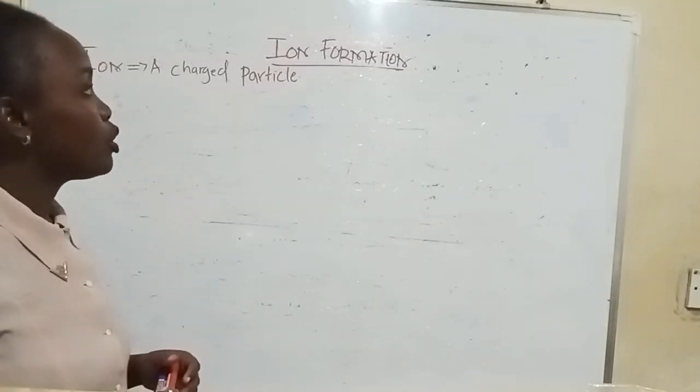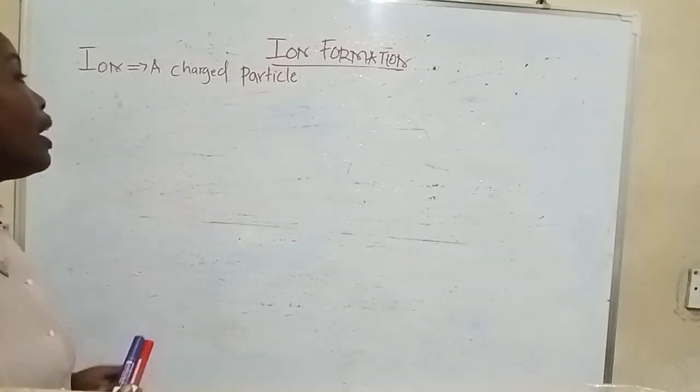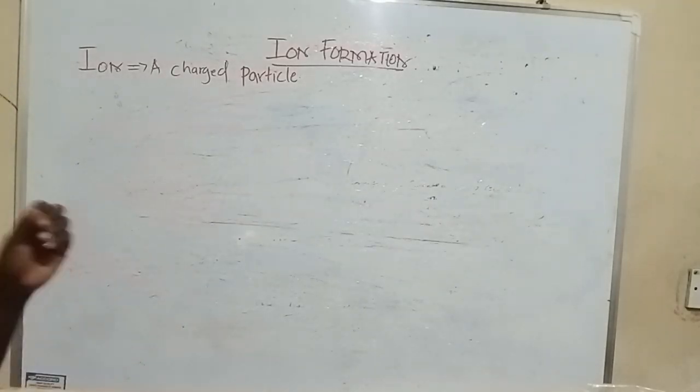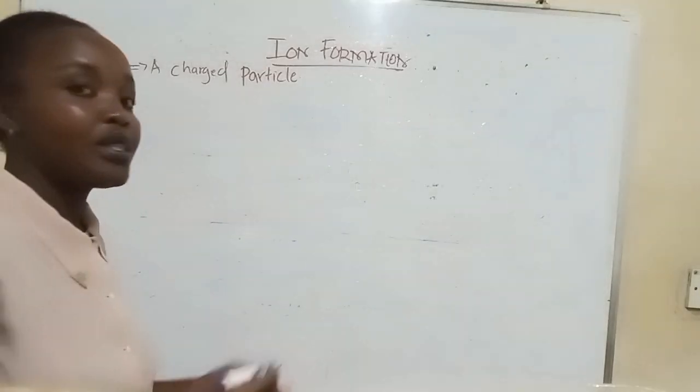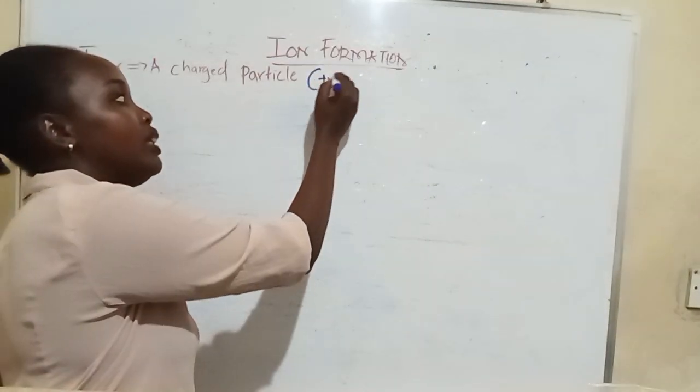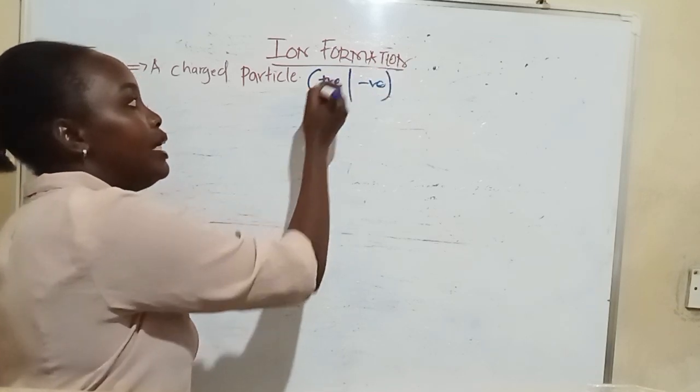In this unit, we're going to talk about ions and ion formation. So what is an ion? An ion is a charged particle. So when we're talking about ions, we're saying these ions can either be positively charged or negatively charged.